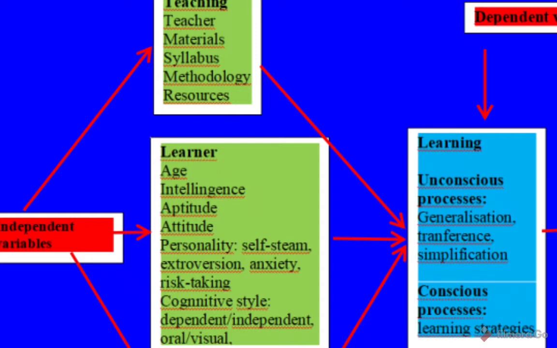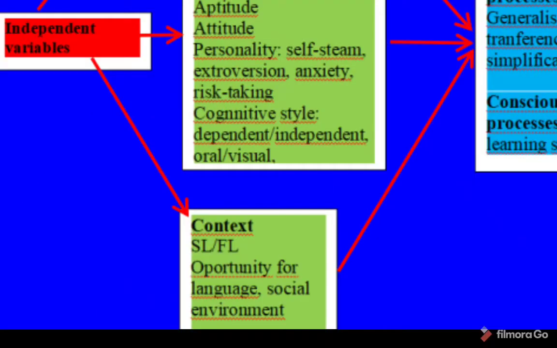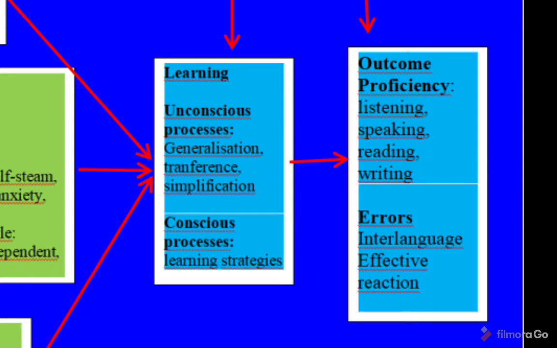On the learner, we have other factors that may directly have an effect, and this can be age, intelligence, aptitude, attitude, personality. This includes self-esteem, extroversion, anxiety, risk-taking. Cognitive styles includes dependent, independent, oral, or visual. The third box is related to contextual condition, where language learning takes place, and the context can be a second language or a foreign language context.